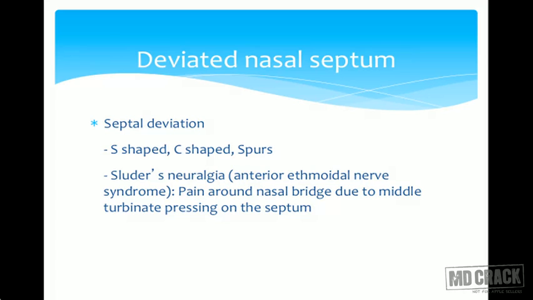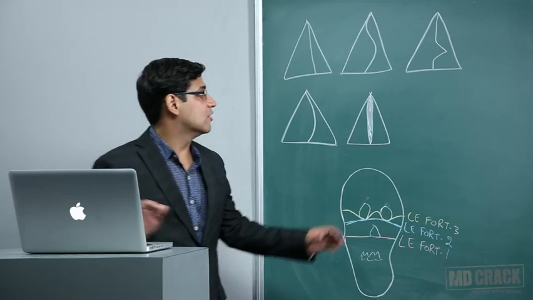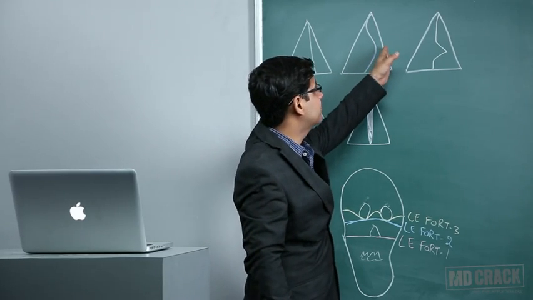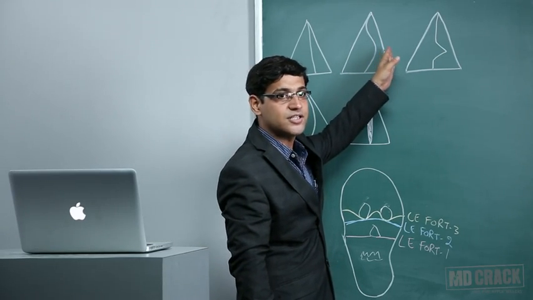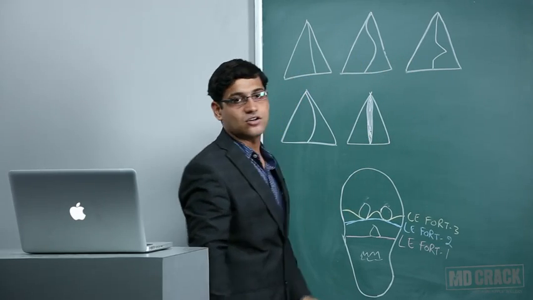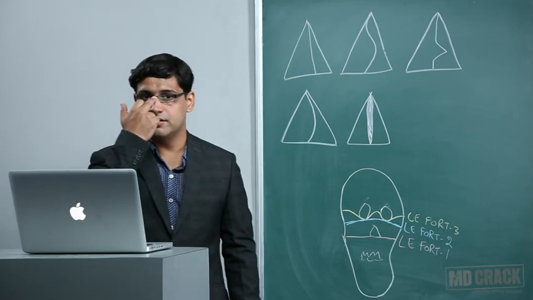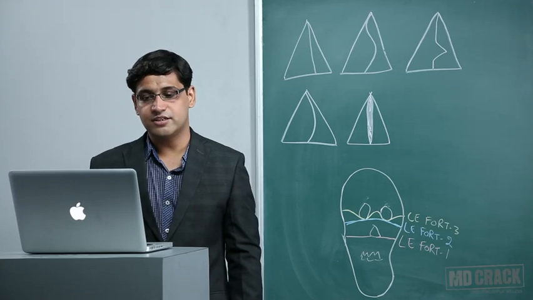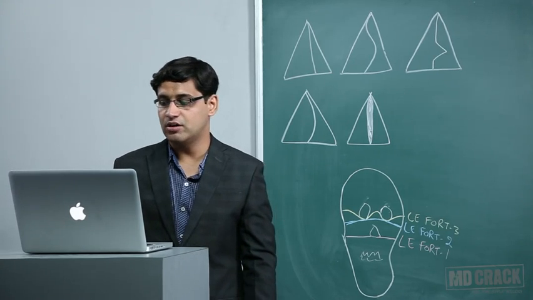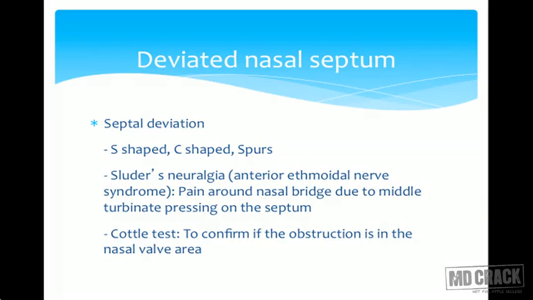One important point in septal deviation is Sluder's neuralgia, also known as anterior ethmoidal nerve syndrome. It is a pain around the nasal bridge due to the middle turbinate pressing on the septum. The deviated septum can press the middle turbinate, which causes pain over the bridge of the nose. That is known as anterior ethmoidal nerve syndrome or Sluder's neuralgia. One test is there which is known as Cottle test.